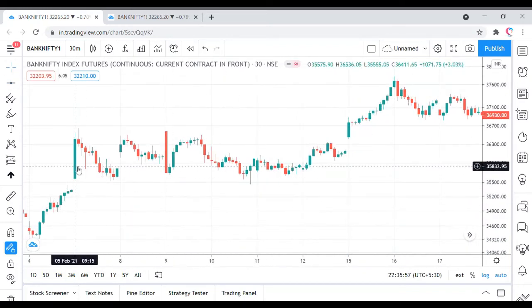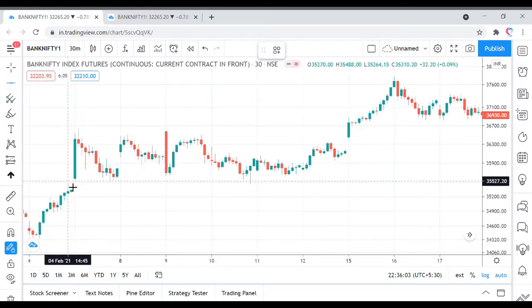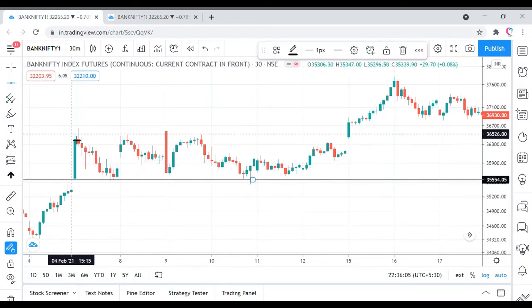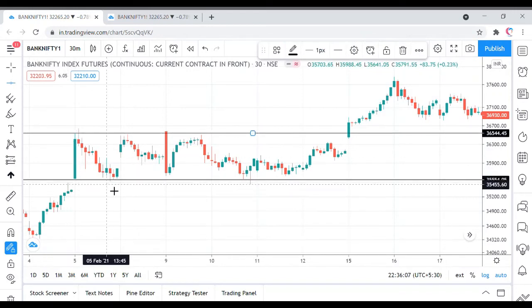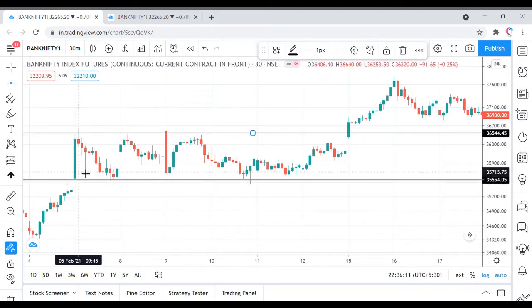Now we'll see if the market goes in a range. Okay, so on 5th of February, you can see the first candle, very big range, a huge range on the first candle, and the high and the low was never broken. So the whole day, the high and the low was never broken. So on this day, we will not take any trade because we didn't get any signal to buy or sell.